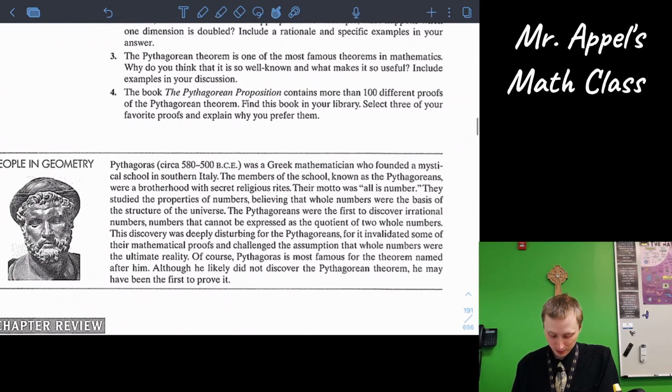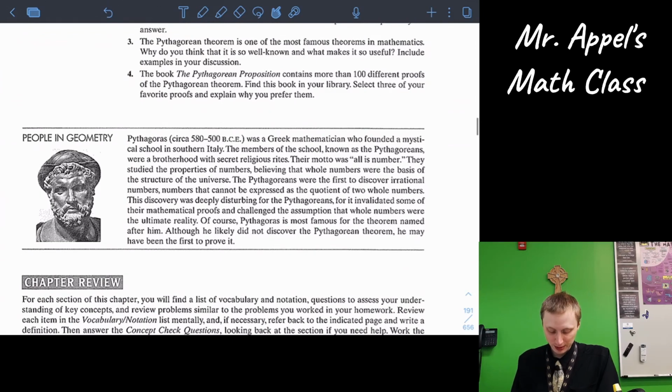But I would like to end with this. A people in geometry. Pythagoras, right? The one whose super useful theorem we've been using this whole time, was a Greek mathematician who founded a mystical school in southern Italy. The members of the school, known as Pythagoreans, were a brotherhood with secret religious rites. Their motto was, "All is number." They studied the properties of numbers, believing that whole numbers were the basis of the structure of the universe.